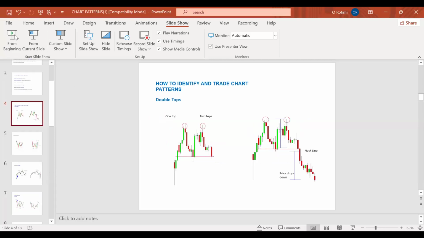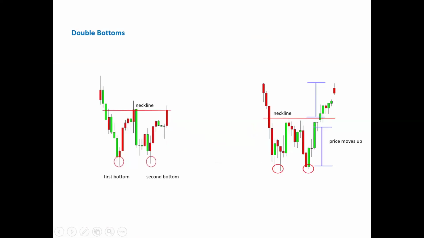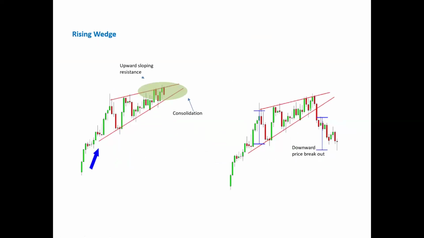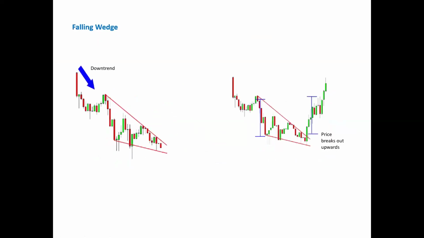So this is the double top, a bearish pattern. The double bottom is a bullish pattern. The head and shoulder is a bearish pattern. The inverse head and shoulder is a bullish pattern. Rising wedge is a bearish pattern. Falling wedge is a bullish pattern.